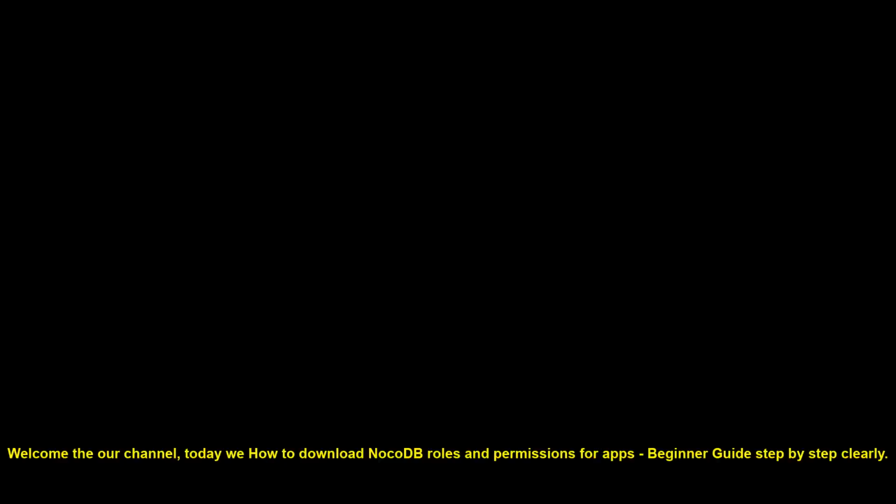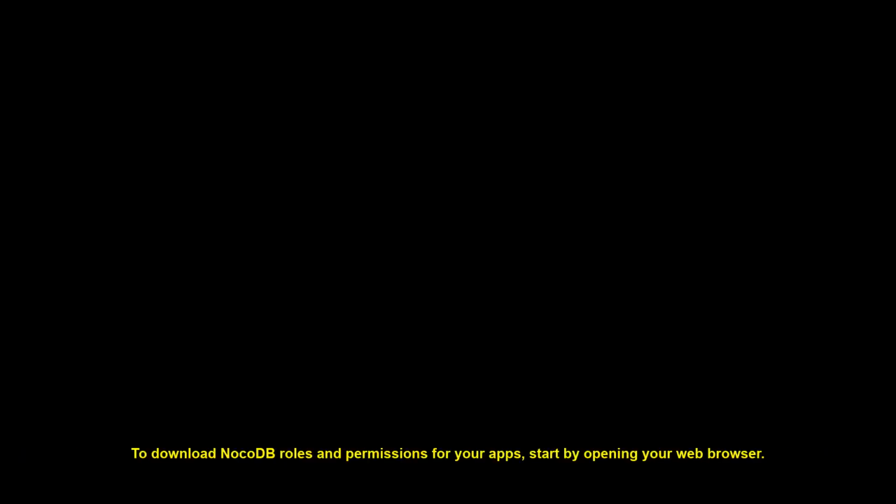Clearly. To download NocoDB roles and permissions for your apps, start by opening your web browser. Navigate to the official NocoDB website. Once on the home page, locate the documentation section in the navigation menu. Click on the documentation link to access the user guides and resources.